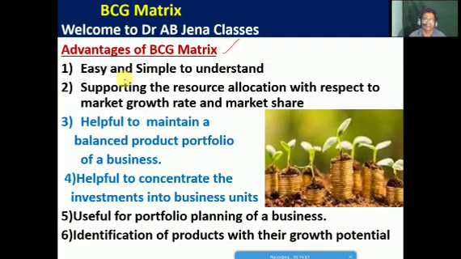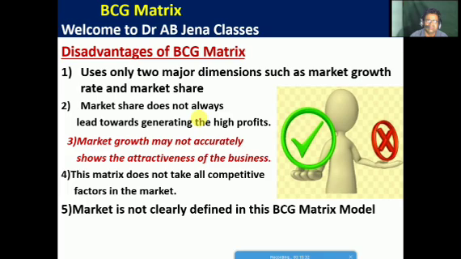Next, friends, what are the advantages of the BCG matrix? The BCG matrix is very easy and simple to understand. It supports resource allocation with respect to market growth rate and market share. It is also helpful to maintain a balanced product portfolio of a business; the product portfolio is related to the product line. It helps to concentrate the investments in the business units, is useful for portfolio planning of a business, and identifies products with their growth potential. So these are the main advantages of the BCG matrix.